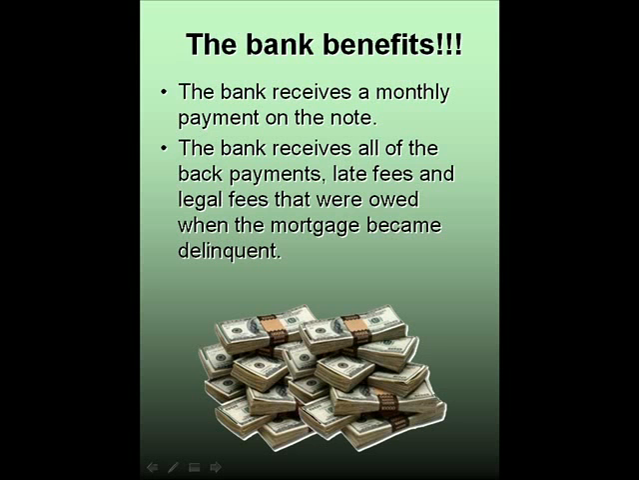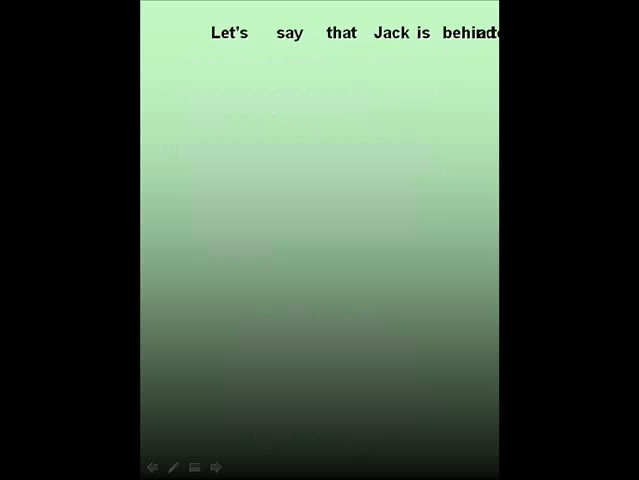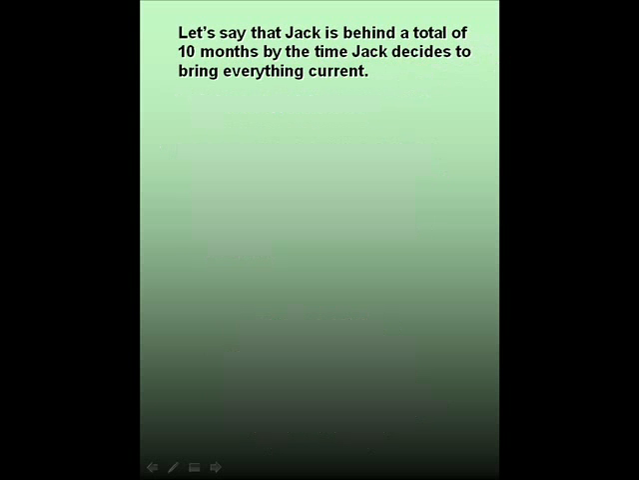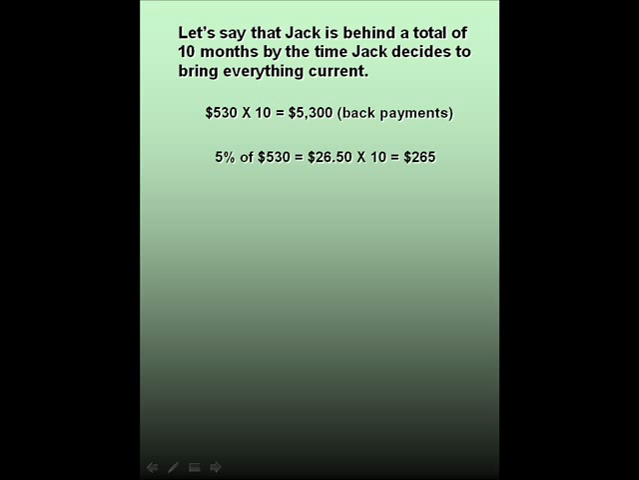Let's say that Jack is behind a total of 10 months by the time Jack decides to bring everything current. If the monthly payment were $530 per month, he would owe $5,300 in back payments. Late fees are typically 5% of the payment amount, or $26.50, for 10 months. This equals another $265. Legal fees the bank may have incurred might be $1,000. Total due and owing to bring Jack's mortgage current is $6,565.